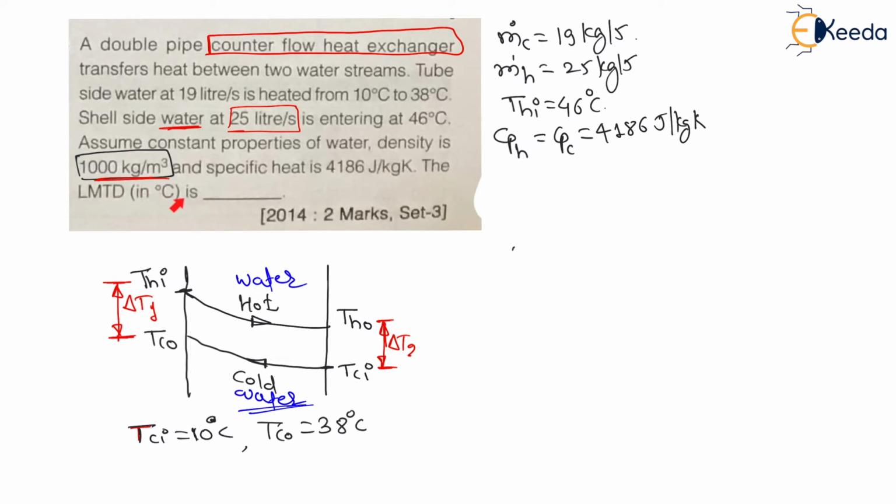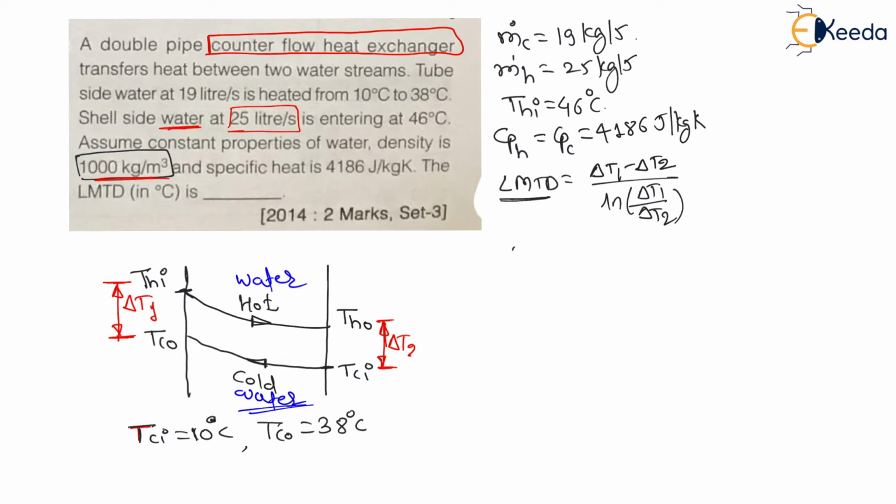Then the LMTD in degree Celsius. Now here we have to find the log mean temperature difference. My dear students, to find it we have derived a formula in the theory lecture: LMTD is equal to delta T1 minus delta T2 divided by ln of delta T1 divided by delta T2, where delta T1 is the left side temperature difference, that is Thi minus Tco. Delta T2 is the right side temperature difference, that is Tho minus Tci. Now Tci, Tco and Thi are known. Therefore, we have to calculate Tho. If I calculate this Tho, then I will get this LMTD.